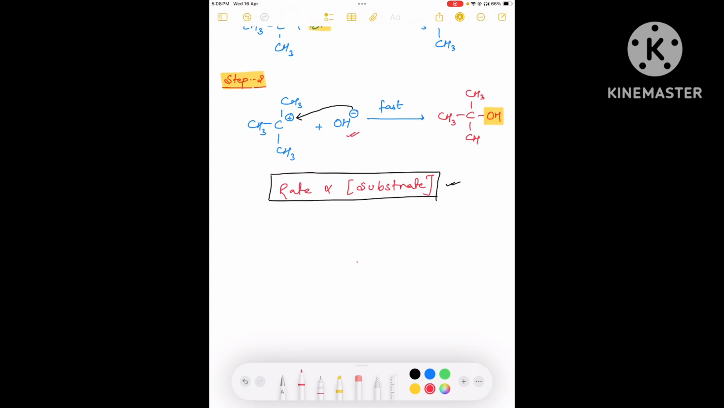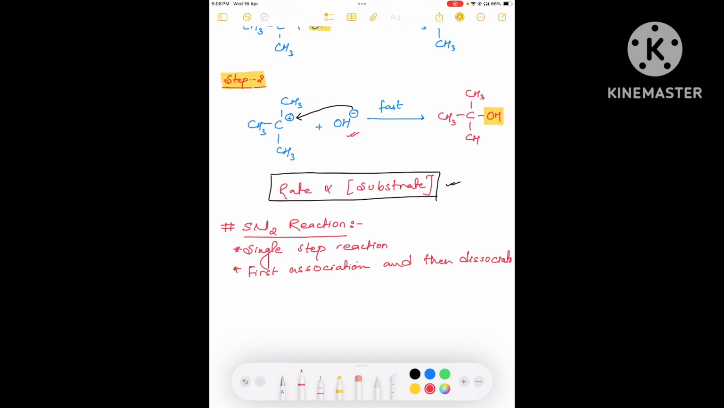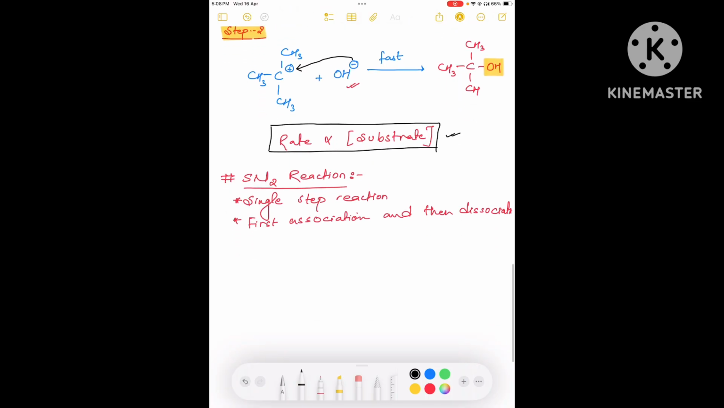SN2 reaction. What exactly is SN2 reaction? SN2 reaction is a single step reaction. What you need to remember, it is a single step reaction. So the reaction will take place in a single step. Next, there will be first association, and then dissociation. So in the first step, there will be association, and the second step, there will be dissociation.